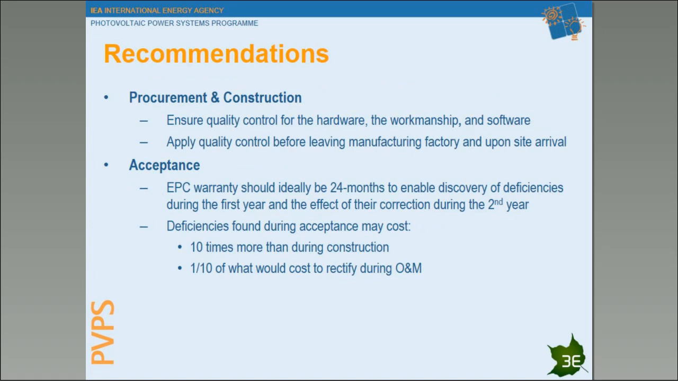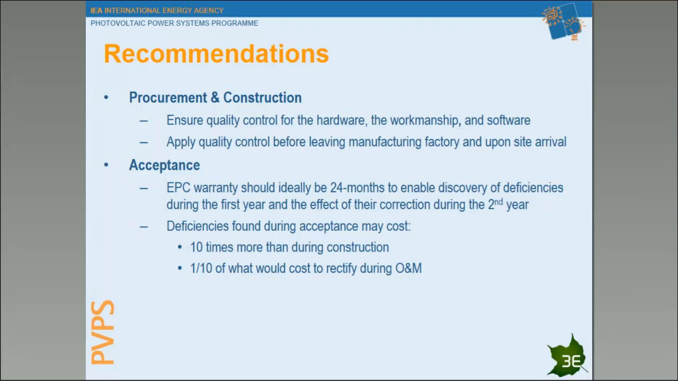As recommendations for these two phases, procurement and construction and the acceptance phase, we recommend ensuring quality control not only for the hardware, but also for the workmanship and the software. Hardware can be controlled and can have very good quality, but if the workmanship does not perform as it should, it could introduce other issues in the hardware, and the same goes for the software. So quality should be in all phases of the project. It's what I said before: apply quality control before leaving manufacturing, but also upon site arrival and even at plant acceptance.